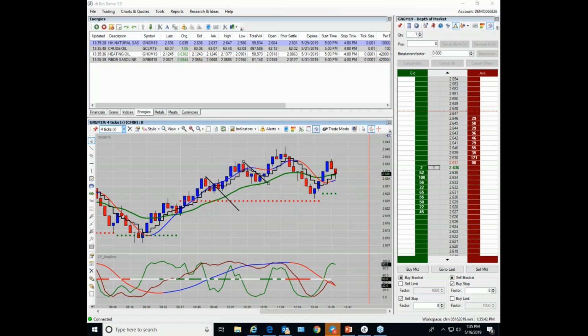Now, sometimes when we get a pullback to the BBC, that is an up close. That's a pullback to the BBC, and that wick, or that close, is an up close. Doesn't have a blue body to it, but that's a doji. And as I said earlier, we're going to get in the habit of drawing trend lines, right?